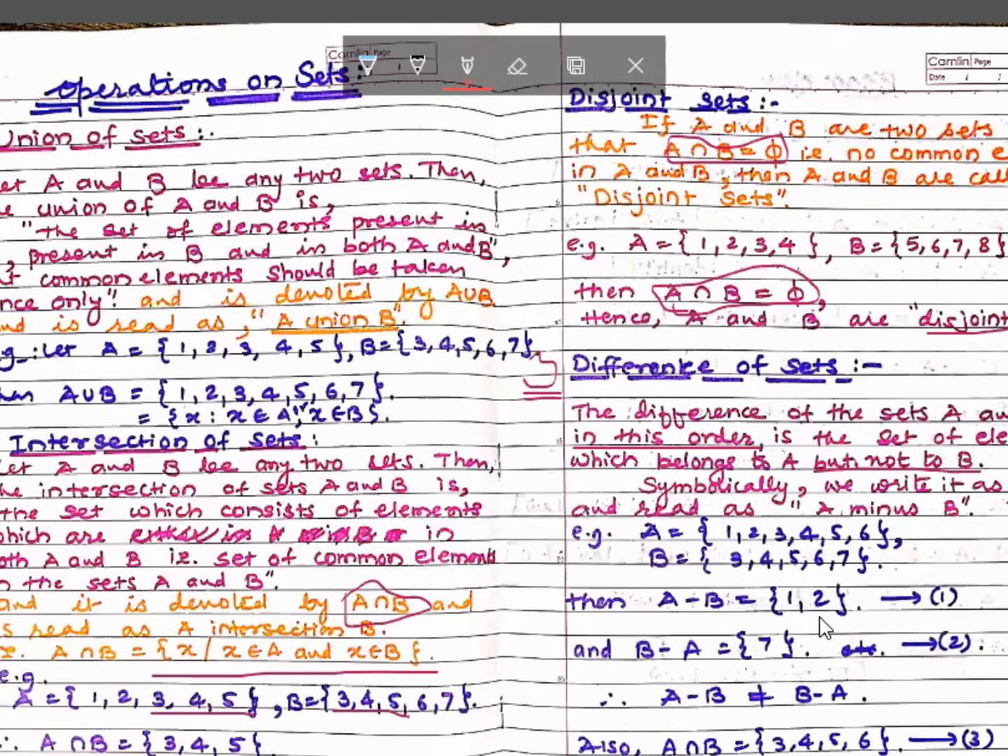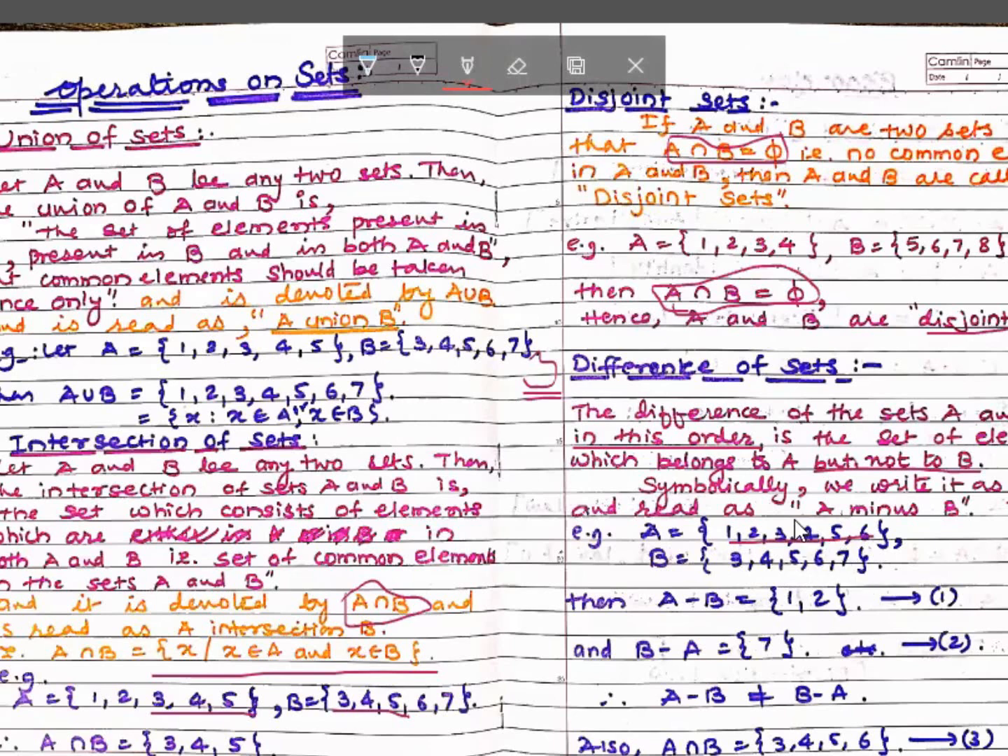If you are given to find the difference of B and A, then in that case you need to take only B minus A. It means B minus A only. Okay. So A minus B means the set of elements present in A but not in B. A contains the numbers 1, 2, 3, 4, 5, 6. B contains the numbers 3, 4, 5, 6, 7. So which elements from A are also present in B?